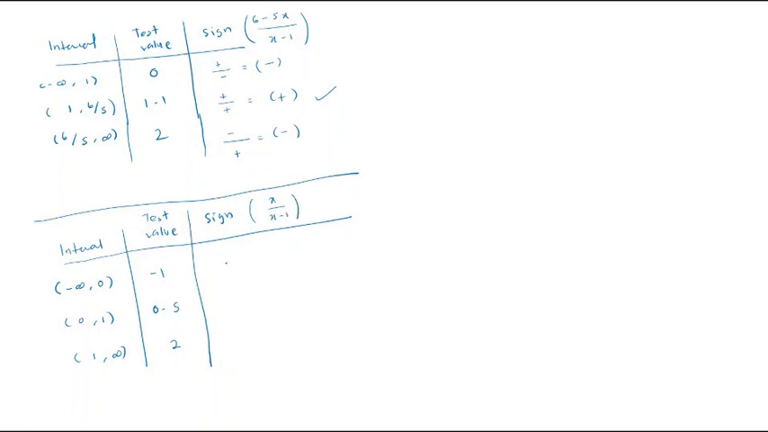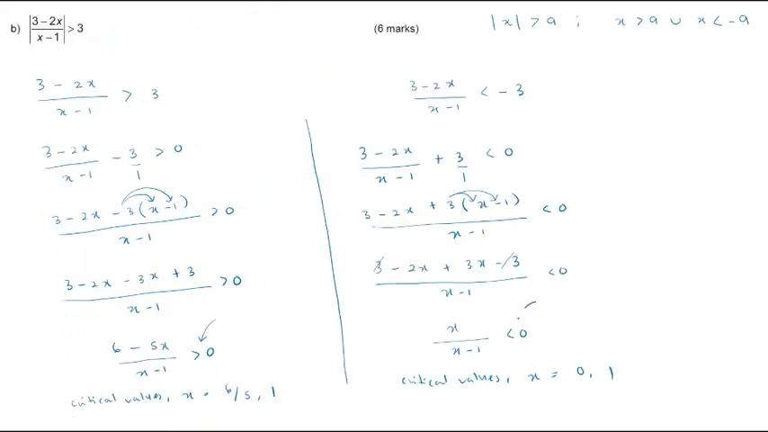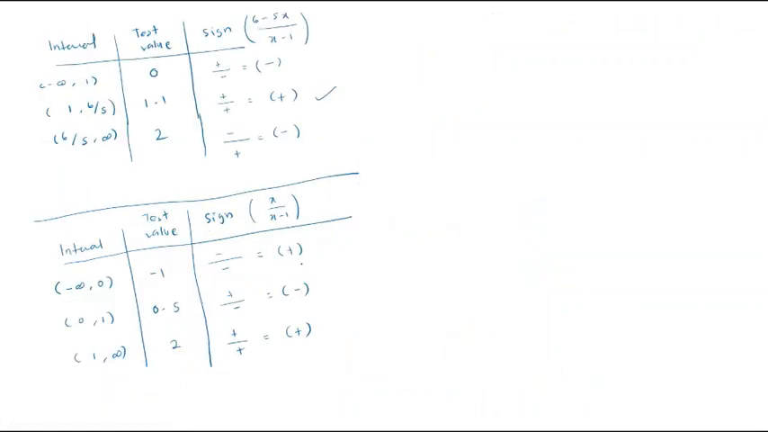Okay, substitute negative 1, negative over negative. 0.5, positive over negative. And lastly, substitute 2, positive over positive. Okay, the sign here is less. When the sign is less, we choose the negative interval. So now we have two answers.